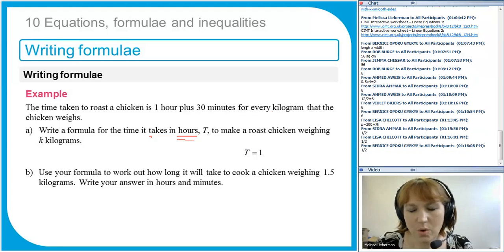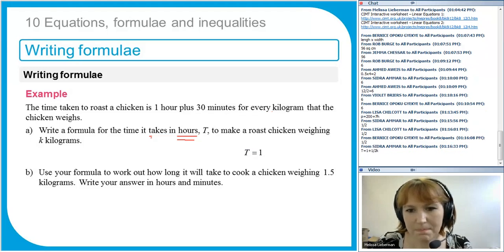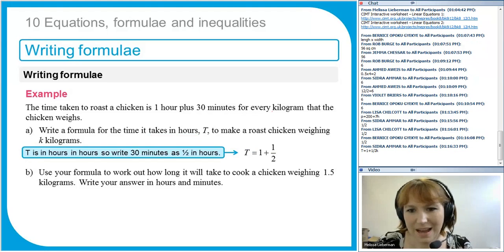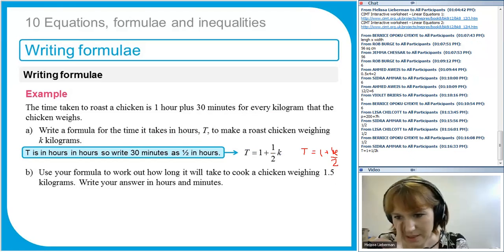So we've got T equals 1, which is 1 hour, plus half K. Or you could write that as K over 2 as well. It means exactly the same thing. You could write it as T equals 1 plus K divided by 2. In other words, half of K, because it's half an hour. That makes sense?